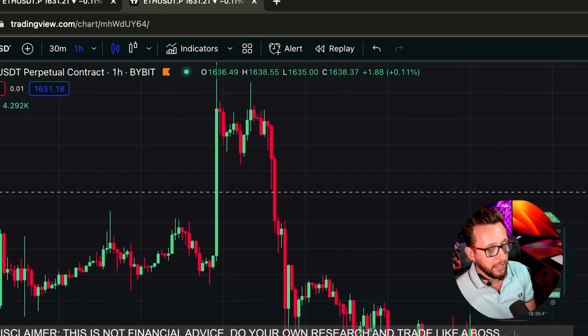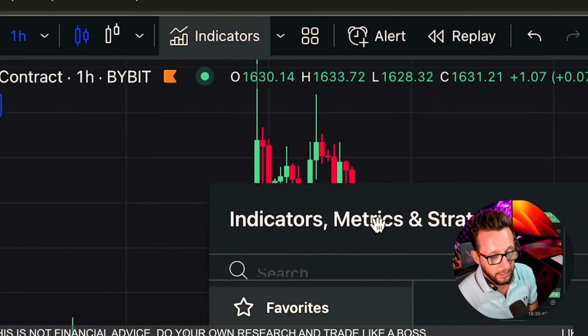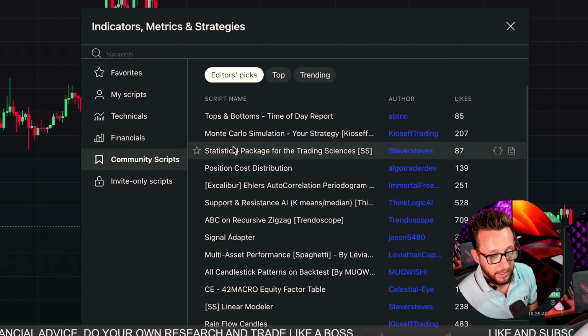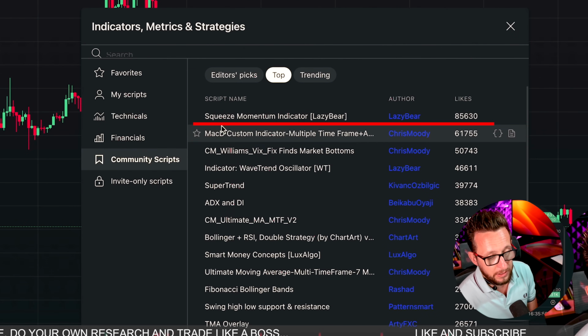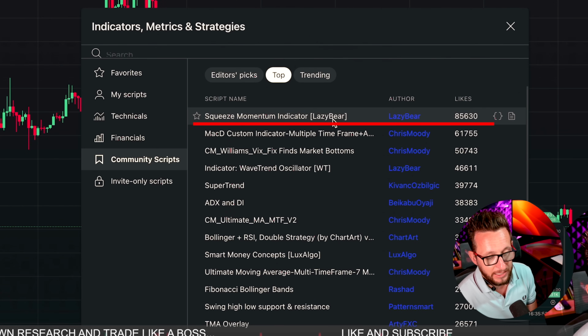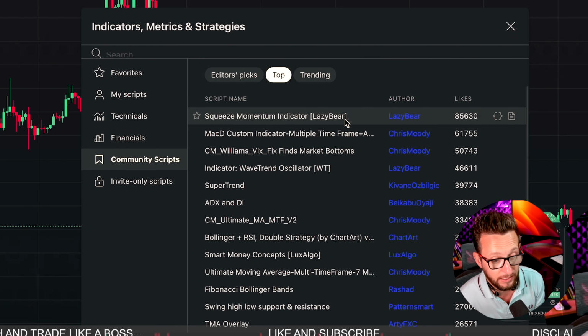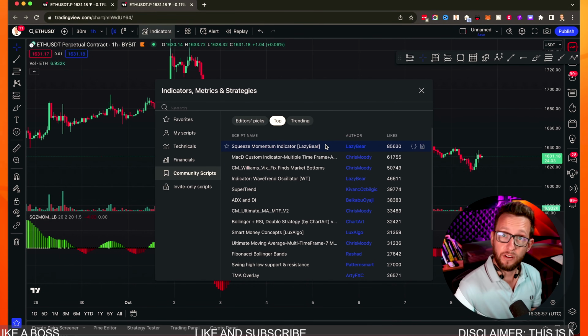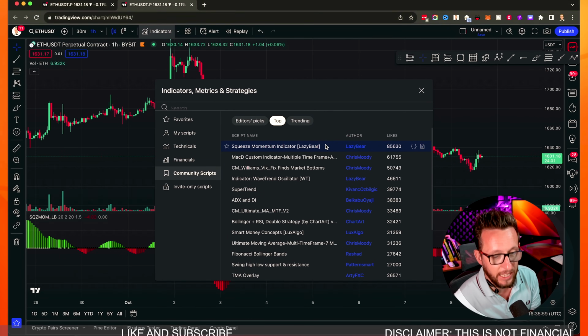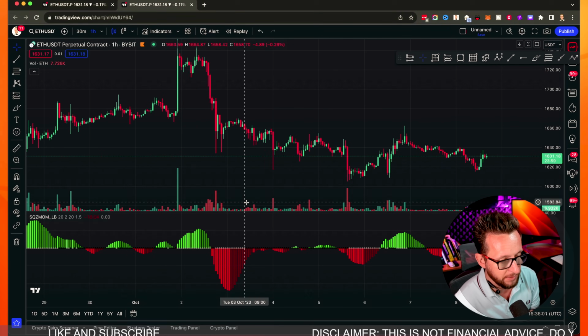Okay, so first of all we're going to go up to indicators, then up to community scripts, then up to top. As you can see, the squeeze momentum indicator by Lazy Bear is the number one indicator downloaded on TradingView. Is there a reason behind that? We're going to be looking today. Hopefully there is, and we'll be able to find some great setups.